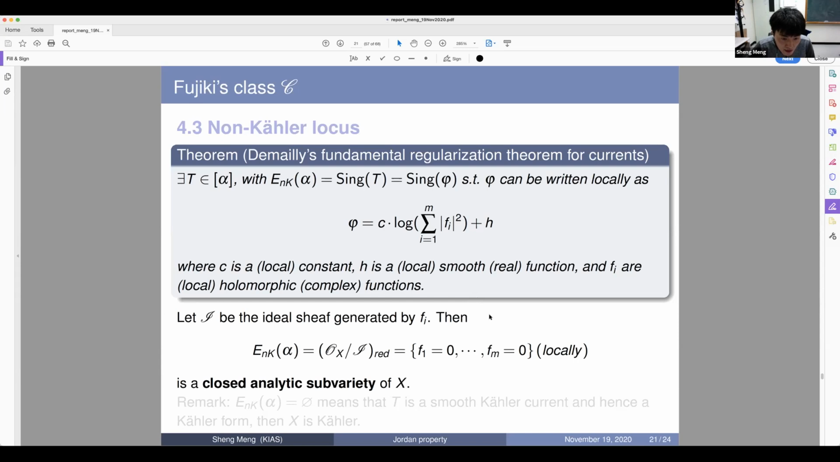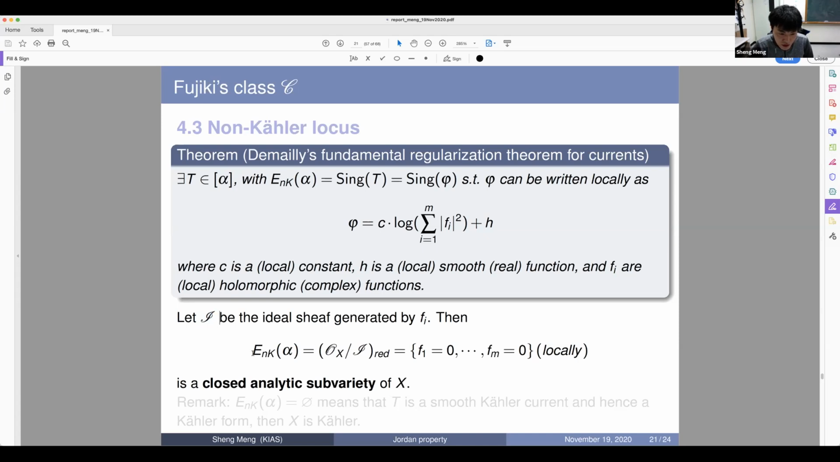Now we let I be the ideal sheaf locally generated by these functions F_i. Then we can see that the non-Kähler locus of alpha is just the common zeros of these local holomorphic functions. I also put here the ideal sheaf because it is important: to obtain the Kähler model for the Fujiki class, the key step is to blow up the ideal sheaf I and then apply the Chow lemma.